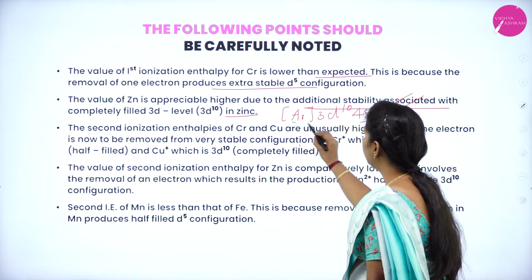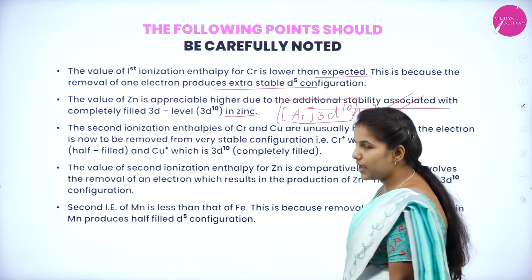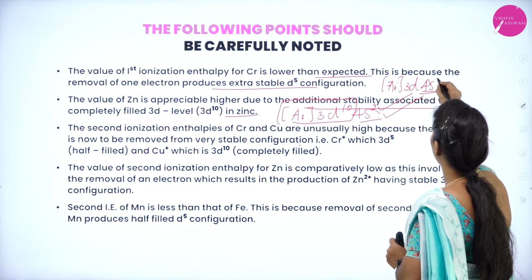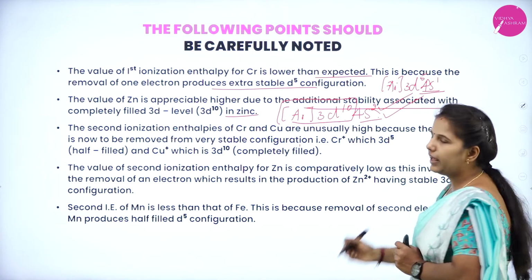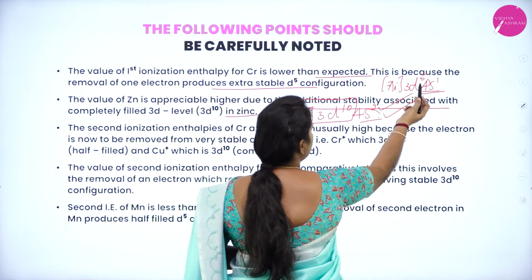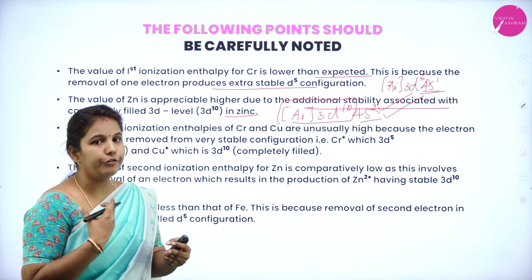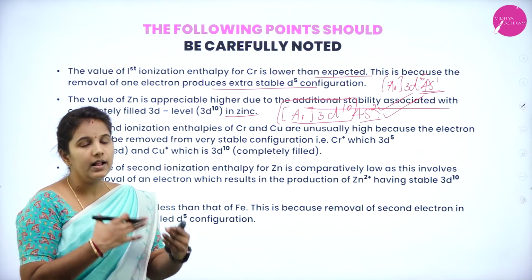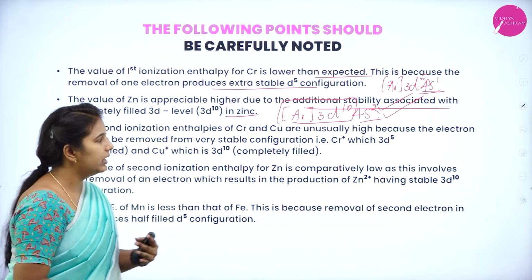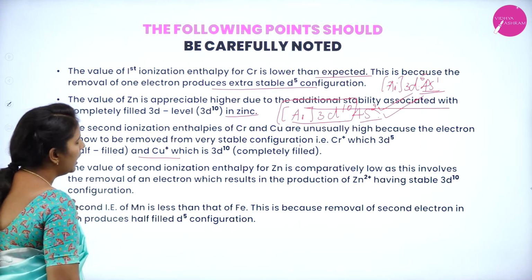But thereafter, even when removing the first and second electrons, it shows a stable electronic configuration. In the case of chromium, if you remove one electron from the 4s, there will still be five electrons in the 3d. So the energy required to remove an electron from the 3d half-filled set is very difficult. That is why it requires higher energy compared with the first ionization energy. Similarly, this applies to copper as well as chromium.